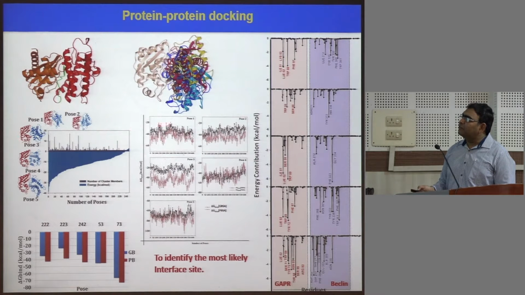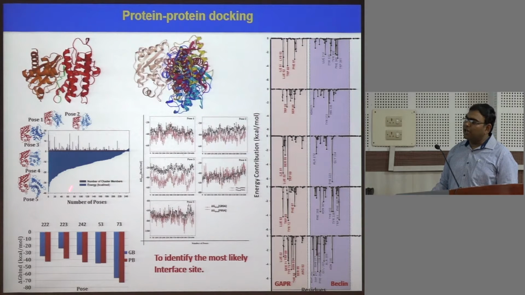So we tried to understand how these two proteins form a complex, and we quantified all the residues which are involved at the interface, and at which energy the complexes are stable. From this complex study, by doing all these analyses, we found the top 5 poses which have significant interaction between these two proteins.